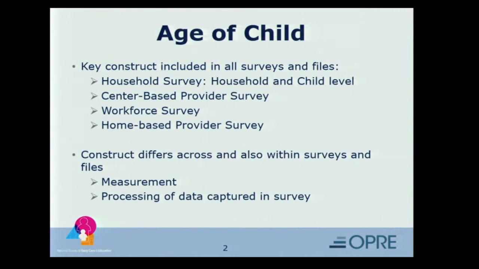of the child, and also because the way that age of child was measured differs across surveys and also within surveys, both in the way that it was measured and in the way that it was processed after data collection ended.